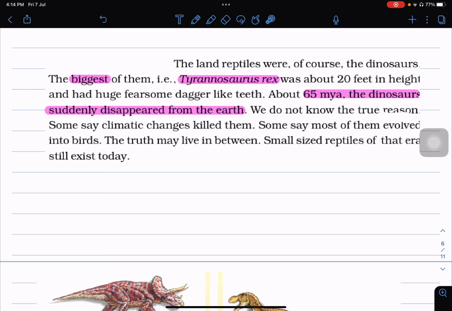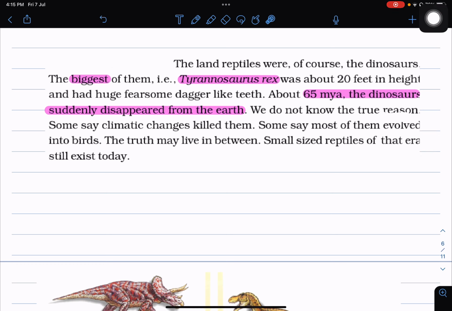The biggest of them were Tyrannosaurus rex, which had a height of 20 feet, and they had huge, fearsome dagger-like teeth. About 65 million years ago, the dinosaurs suddenly disappeared from the earth. They went extinct during the Cretaceous period. In the Triassic they evolved, in the Jurassic they became dominant, and during the Cretaceous they went extinct. That was around 65 million years ago.